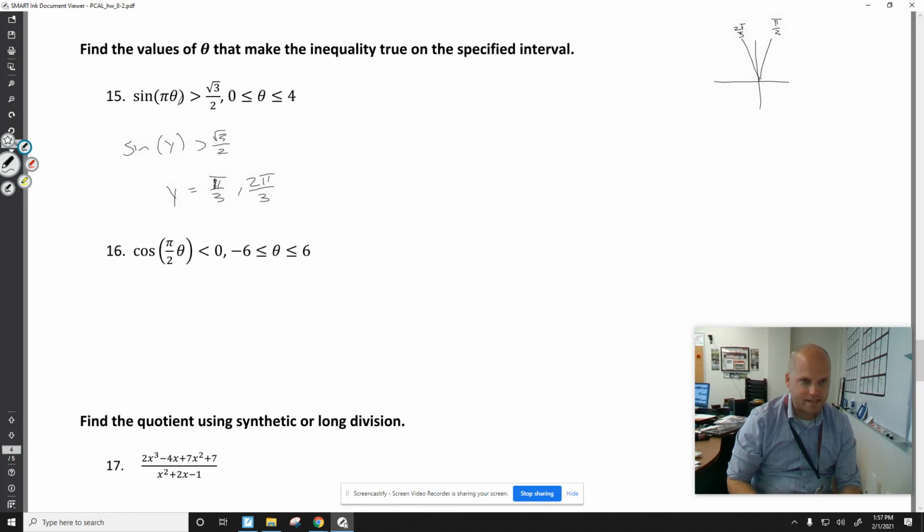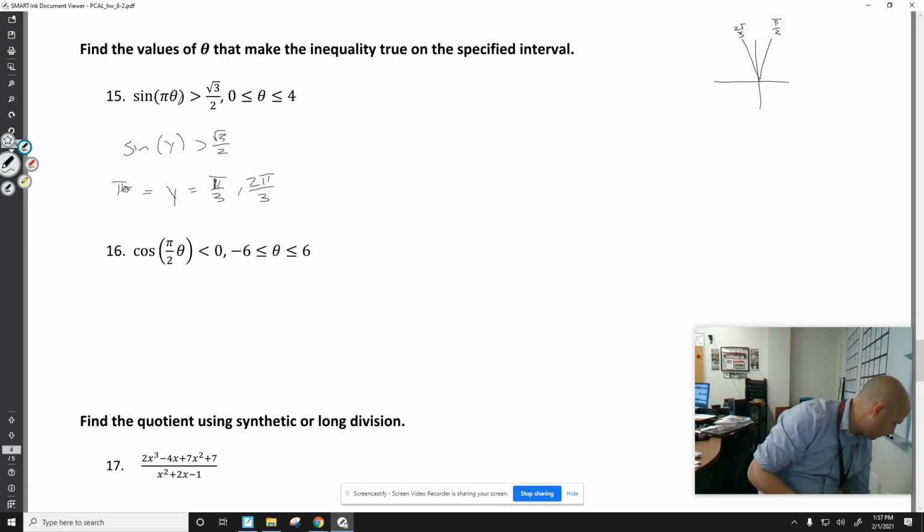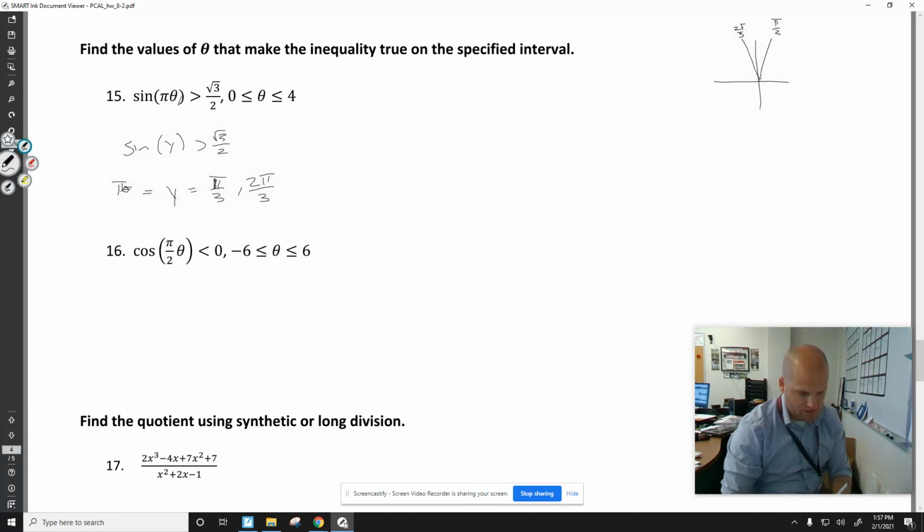Well, y is not used. Pi theta is being used, but pi theta equals y. Sorry, divide everything by pi, and pi/3 divided by pi is just 1/3. So theta is 1/3. Theta is 2/3. So that's what I'm going to use: 1/3 and 2/3.